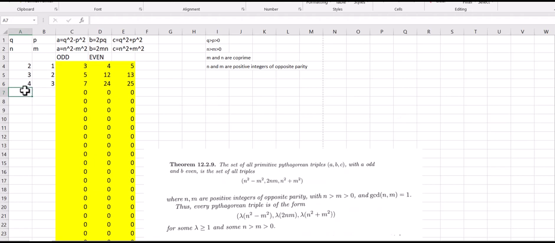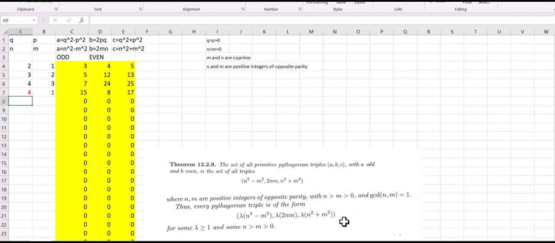Alright, so aside from the pair 4, 3, we could have another pair with 4 as one of the values for n and m. If n is equal to 4 and we want a number for m which is odd this time, we could have here 1. So with n equals 4 and m equals 1, we have the primitive Pythagorean triple 15, 8, and 17. 15 squared plus 8 squared must be equal to 17 squared.